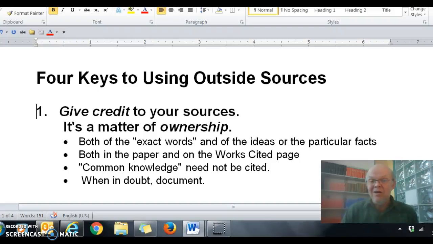All right, common knowledge need not be cited. And this is an interesting point to touch on. We want to do the right thing. We want to give people credit. Why not? But we don't have to give credit for facts that all of your sources might be reporting, or historical facts or facts of public record.